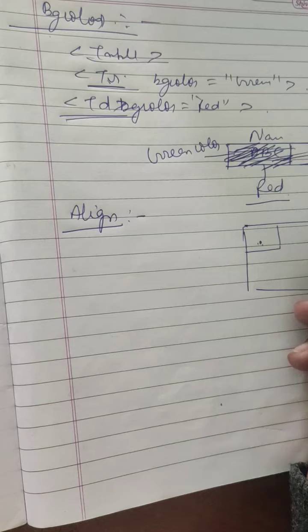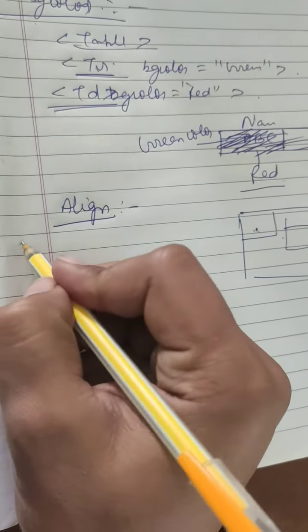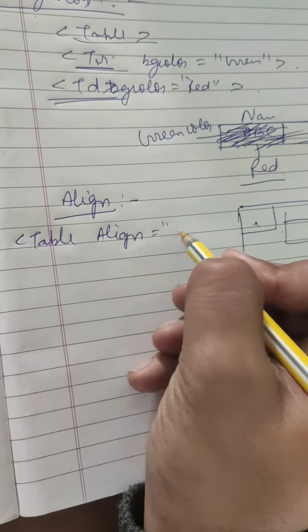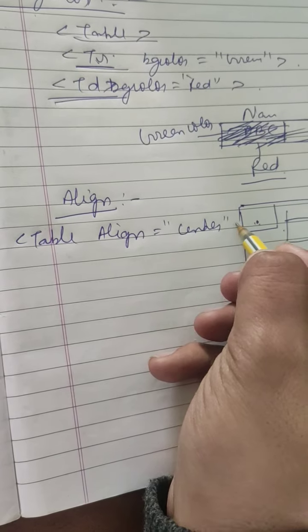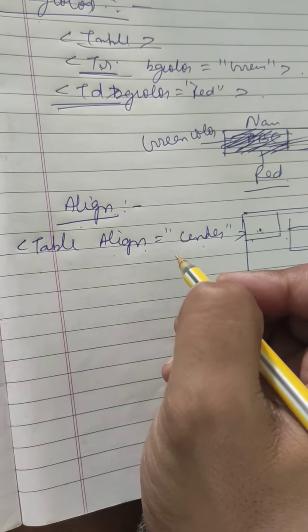And if you want it at the right or center, how will we write it? Table align equals to center. Okay, this is table align equals to center. In this way you will provide your alignment.